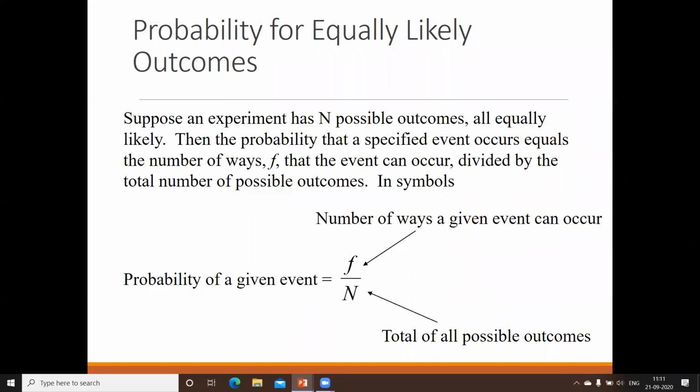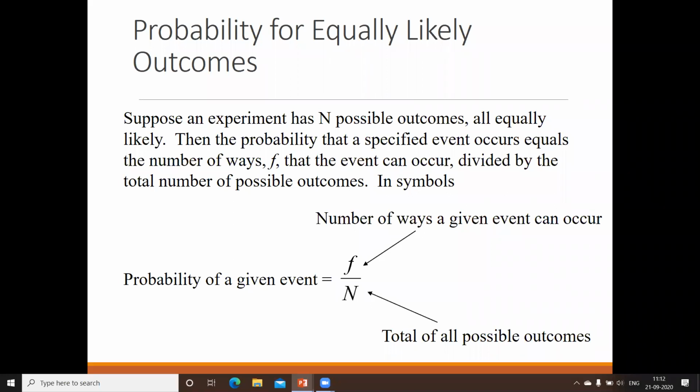For example, if I have a coin and I'm tossing the coin, there are only two possible outcomes. Either I'll get heads or I'll get tails. So the total number of possible outcomes is 2, right? And what is the probability that I will get a head? There's only 1, right? So 1 upon 2 is the probability. You can write 0.50 as the probability that I will get a head when I toss a coin. This is a very simple example.